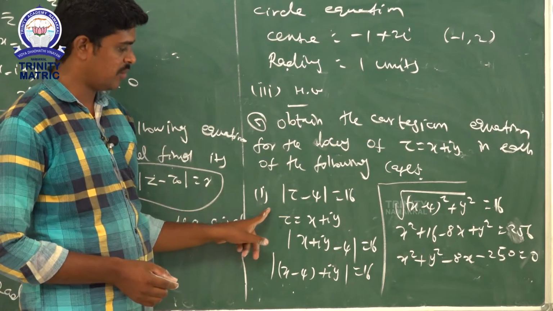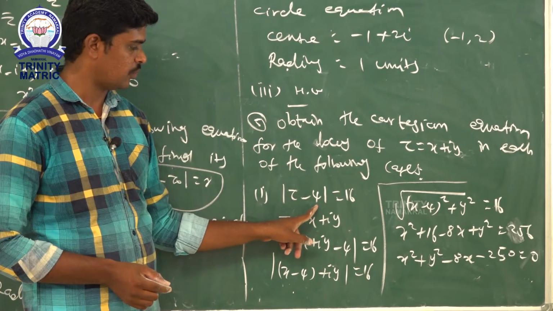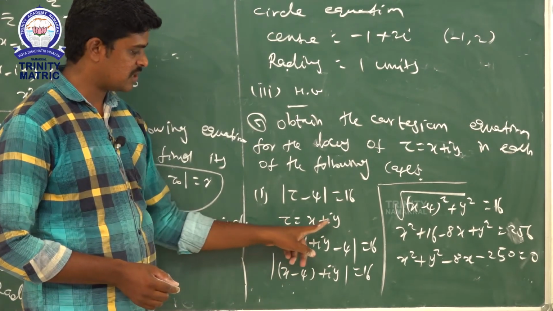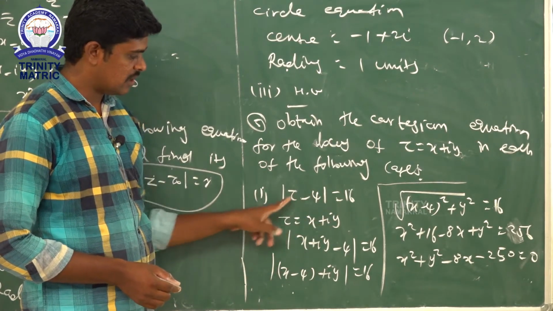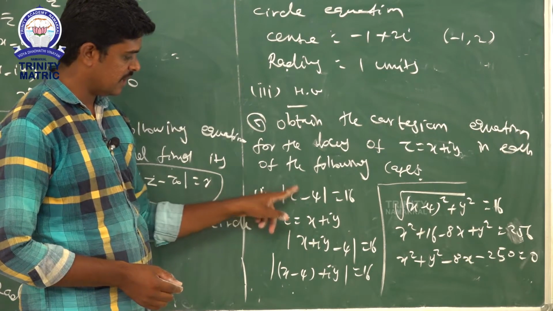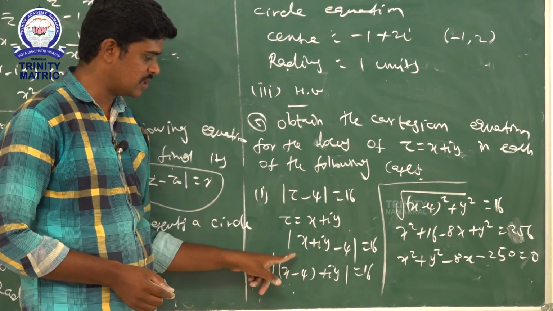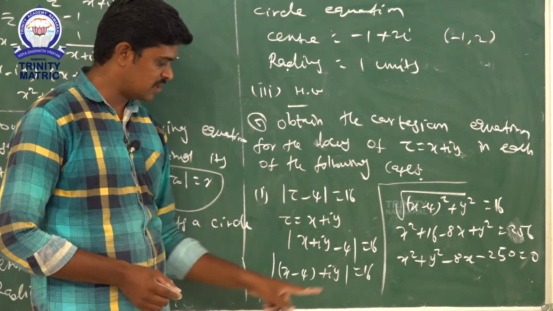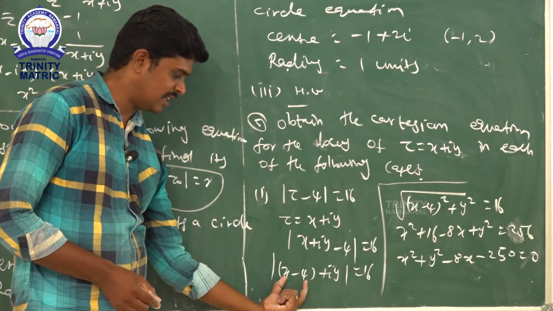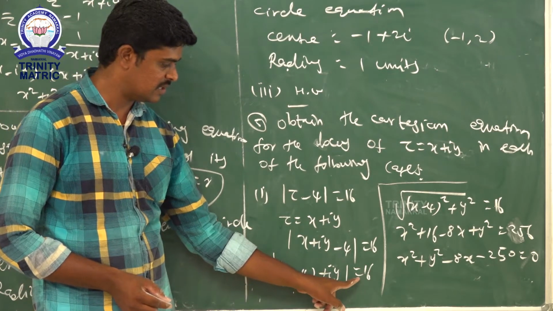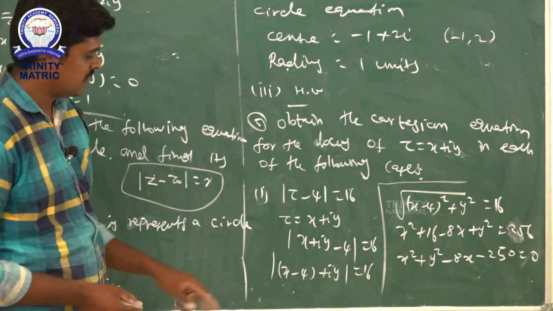So first question: modulus of z minus 4 equal to 16. Here z equal to x plus iy, which is a complex number. Put it here: modulus of x plus iy minus 4. What is the real part? x and minus 4, so put the real part value here, plus iy is the imaginary part. On the right side it is equal to 16. Next, taking the modulus.